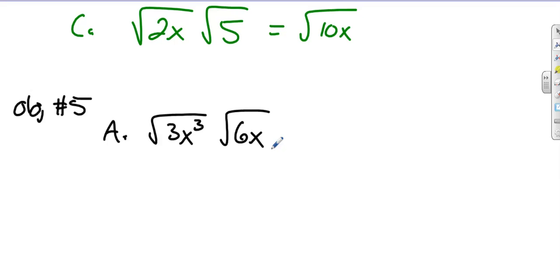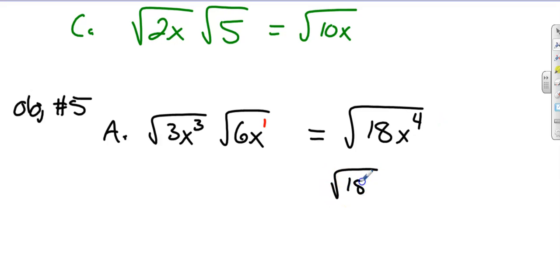And all these numbers, coefficient-wise, should be small, so you shouldn't have to worry about breaking any of these down first. These you can just go ahead and multiply together. 3 times 6 is 18. X to the third and x to the first would make that x to the fourth. And then once you get to the end, again, go ahead and start breaking it down. We're going to work on the square root of 18, and we're going to work on the square root of x to the fourth.